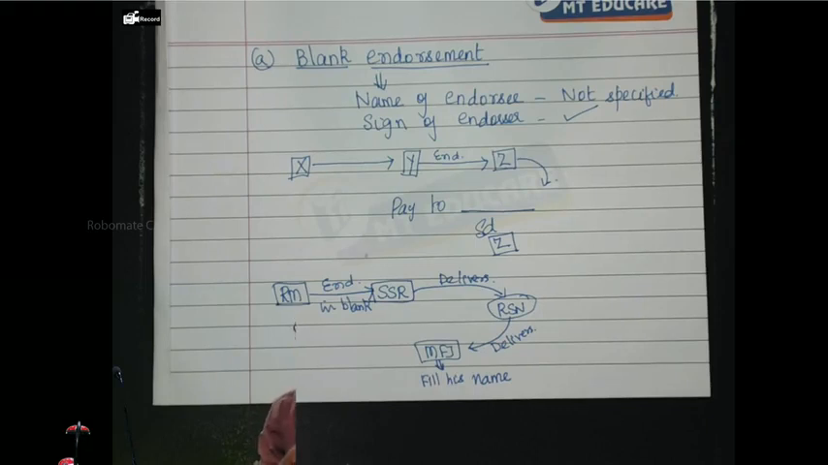As far as law is concerned, there are now only 2 parties to this endorsement. Who are the 2 parties to this endorsement? RM and MFJ. RM is the endorser. MFJ is the endorsee.